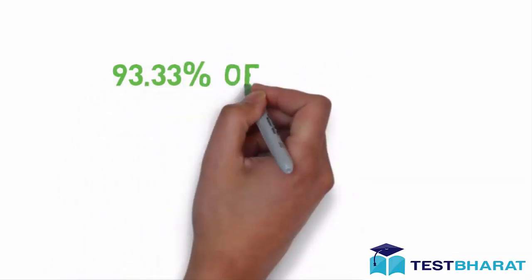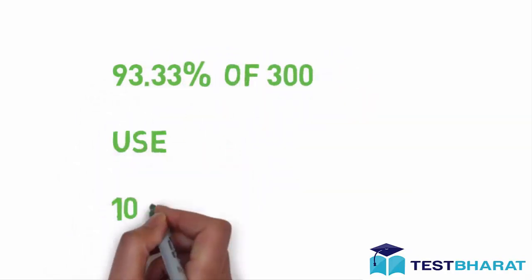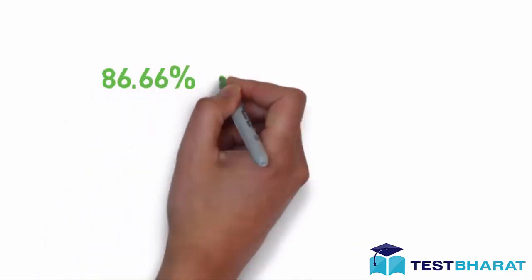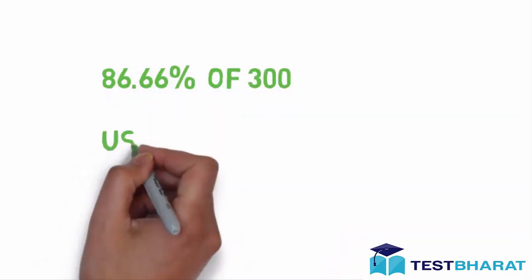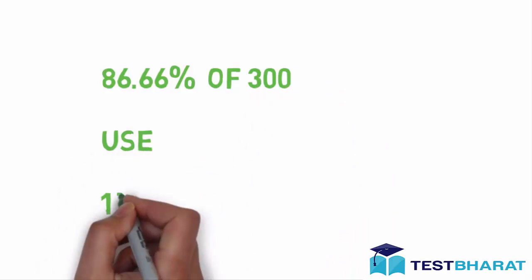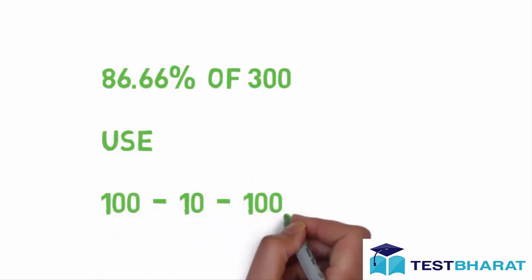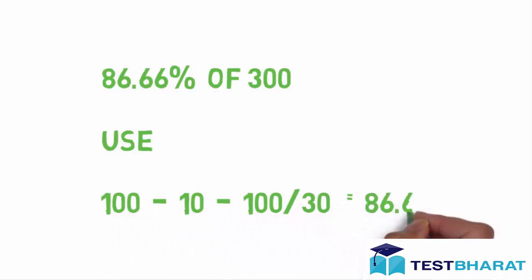Now calculate 93.33% of 300. Use 100 minus 6.66. And for calculating 6.66%, you can just multiply 300 with 2 by 30. Next, 86.66% of 300. Use what? Use 100 minus 10 minus 100 by 30.